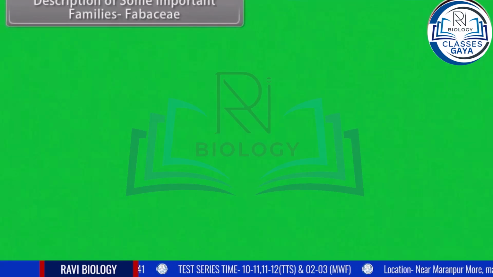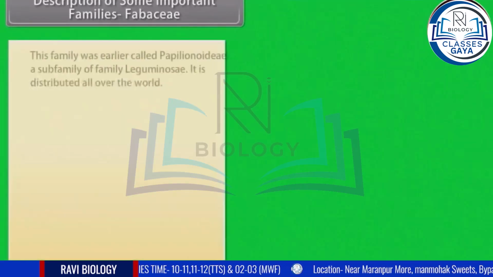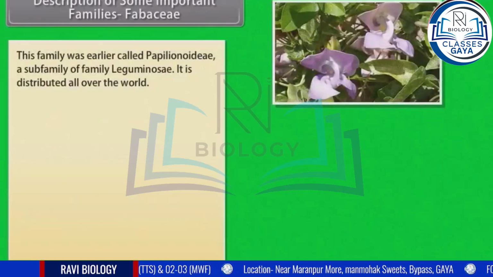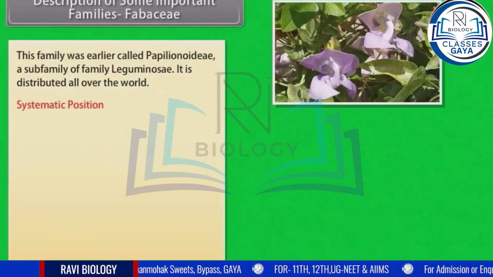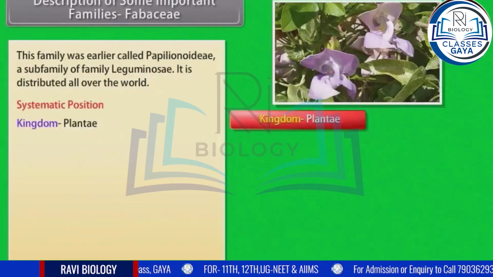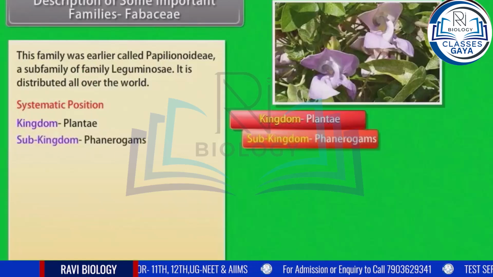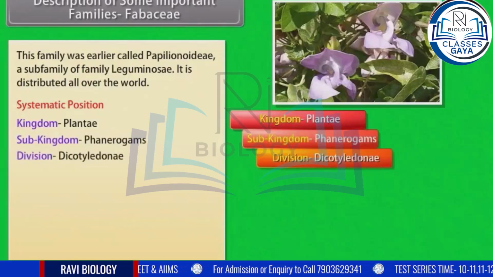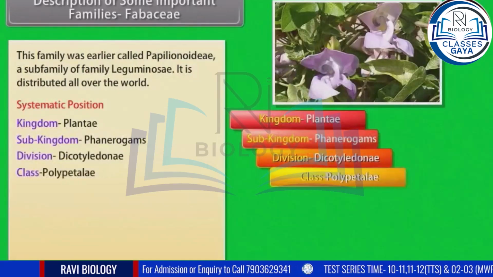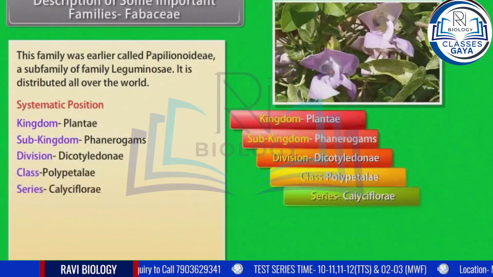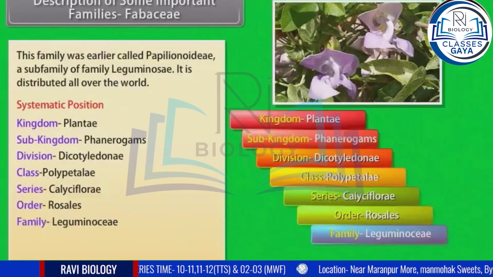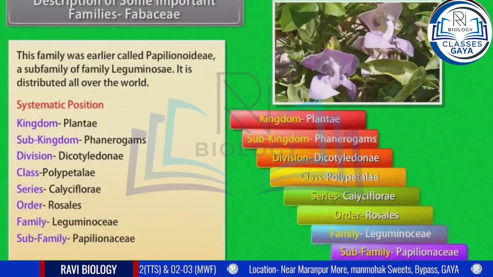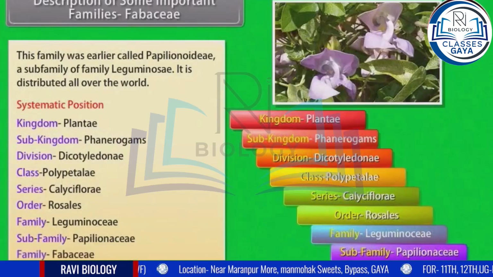Description of some important families. Fabaceae. This family was earlier called Papilionaceae, a subfamily of family Leguminosae. It is distributed all over the world. Systematic position. Kingdom Plantae. Subkingdom Phanerogams. Division Dicotyledone. Class Polypetalae. Series Caliciflorae. Order Rosales. Family Leguminosae. Subfamily Papilionaceae. Family Fabaceae.